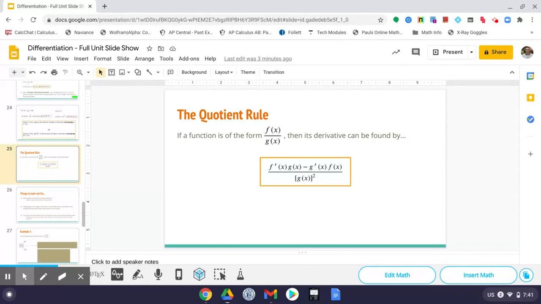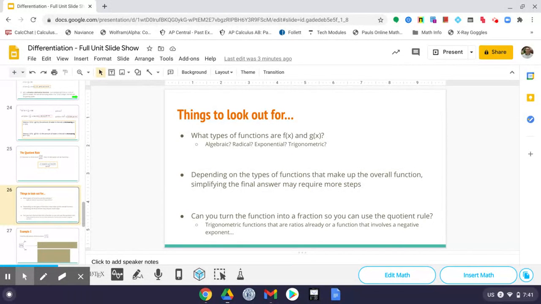Okay. So really quickly, a couple of things to look out for. What types of functions are f of x and g of x? So we're going to be looking at functions that are quotients of algebraic functions, exponential functions, maybe radical functions get in there, and certainly trigonometric functions are going to come in. Eventually, when we learn the derivatives of different exponential functions and logarithmic functions, we'll add those in as well. But it's important to note, because what happens is, depending on the types of functions, simplifying the final answer may require more steps.